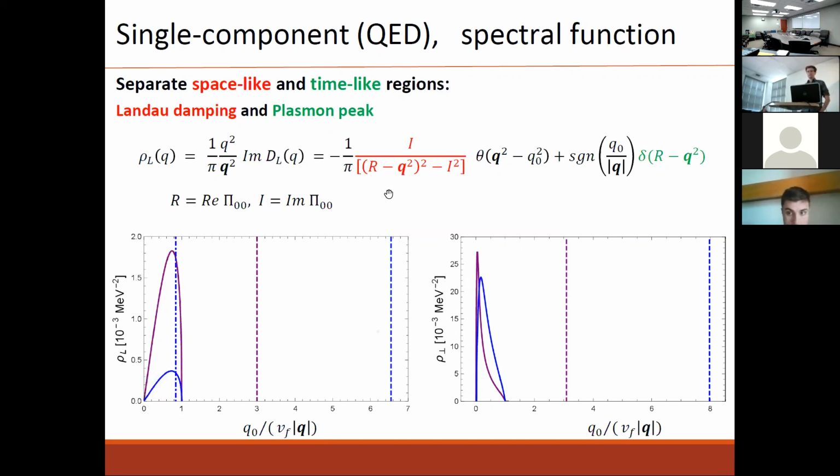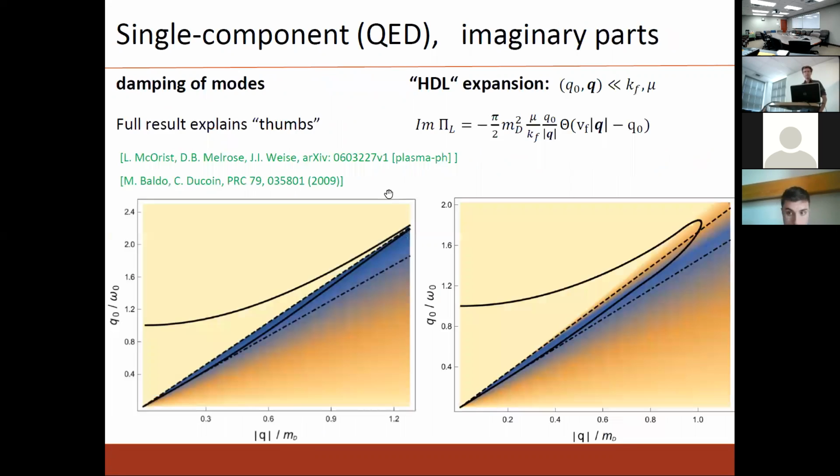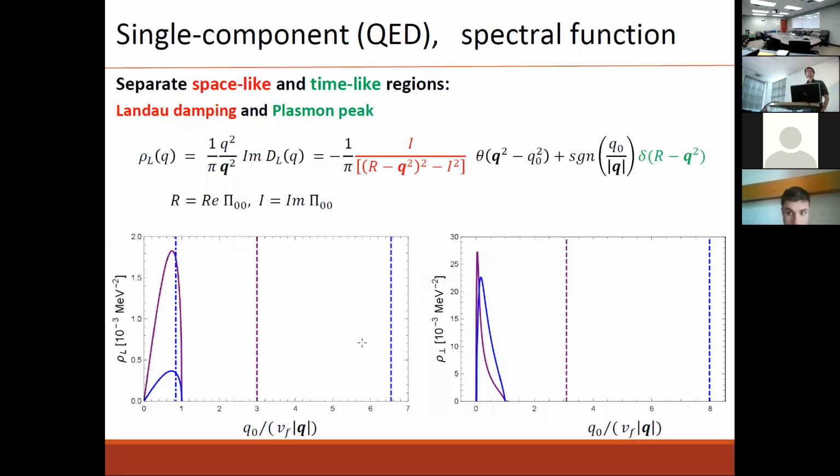So that's really, if you look back at this diagram, basically the undamped region up here, that's all time-like. The damped region down here is all space-like. And this is really the transition that corresponds to this point where VF times Q naught over VF times Q is exactly 1 for electrons, because space-like and time-like is basically the same thing.